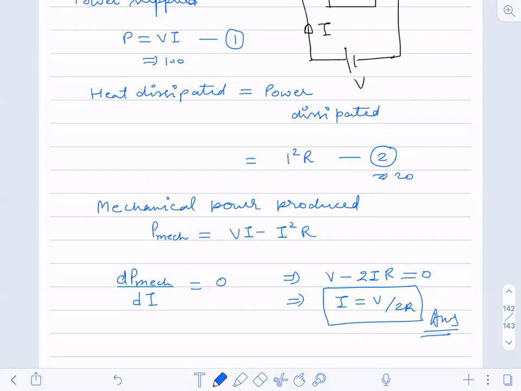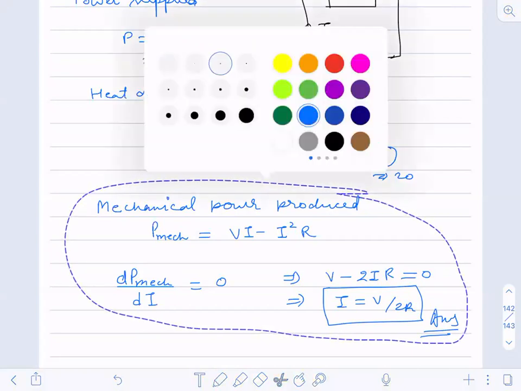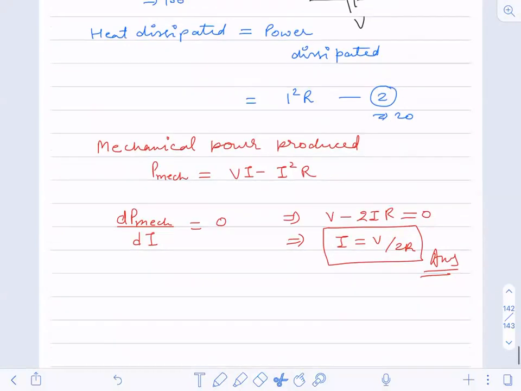This is a very important result. You may have a direct question on this.